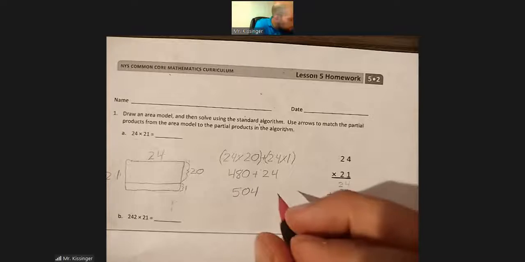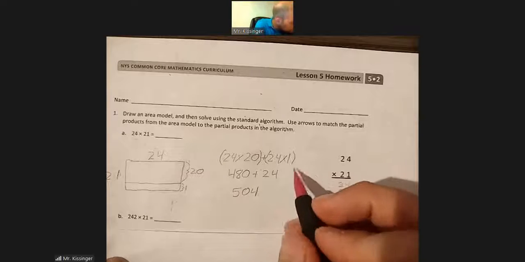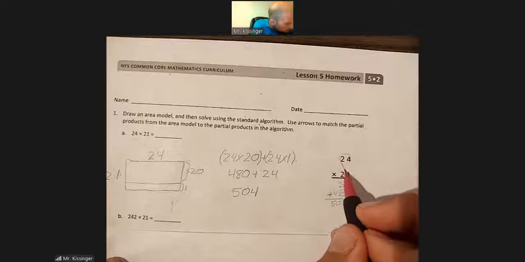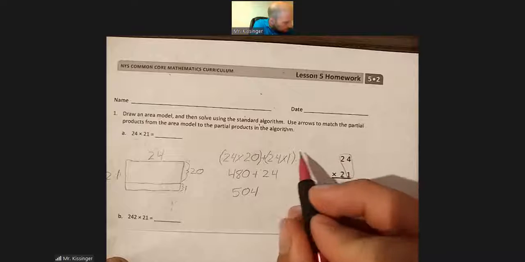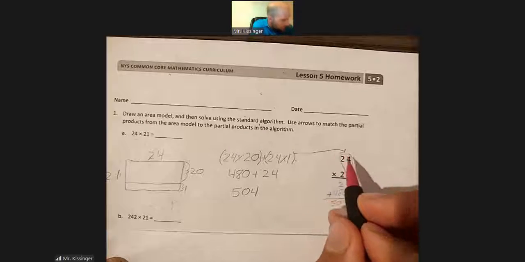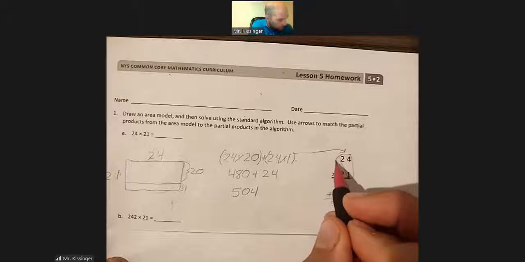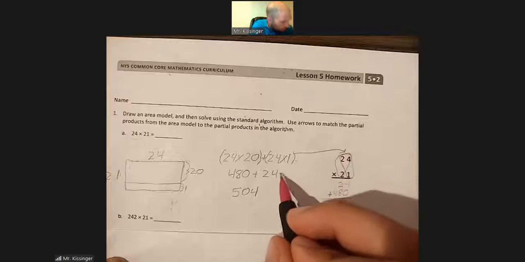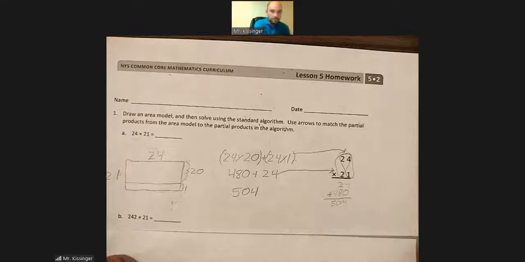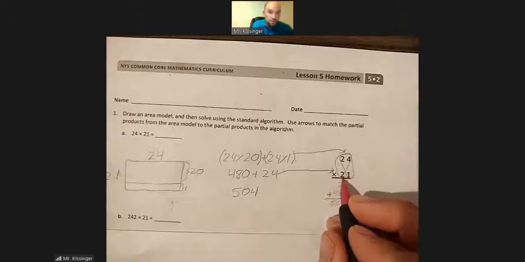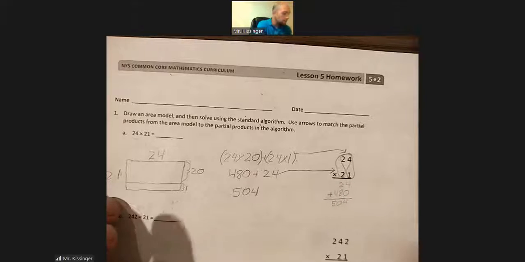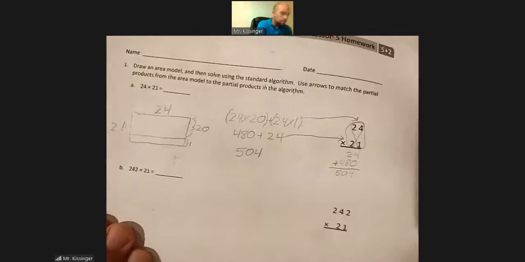So this here, our 24 times 1, and then we do our 24 times 20. Because when we look at just the 2 in the tens place, that shows us that that's 20. All right.